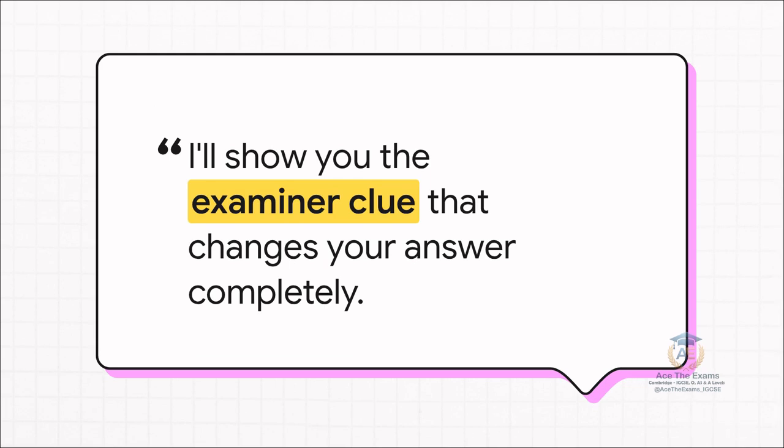Keep this in the back of your mind because in just a moment, I'm going to show you a hidden examiner clue that changes your answer completely. Missing it literally means dropping crucial marks. But to understand why that exact wording is so powerful, we really need to lay down the network theory first. We have to understand what actually happens to your data the second it leaves your computer.